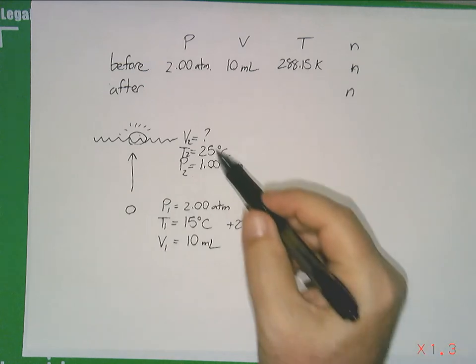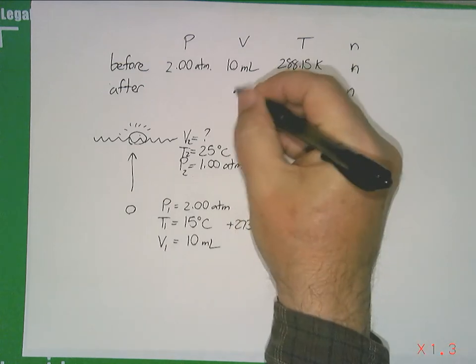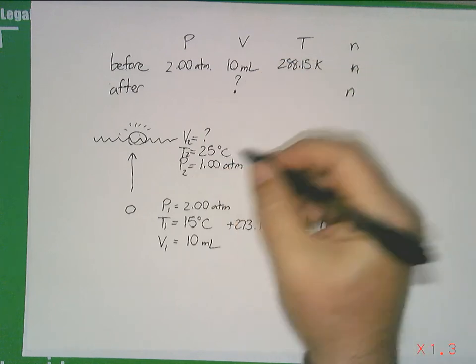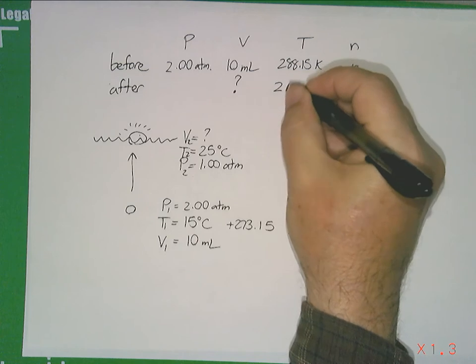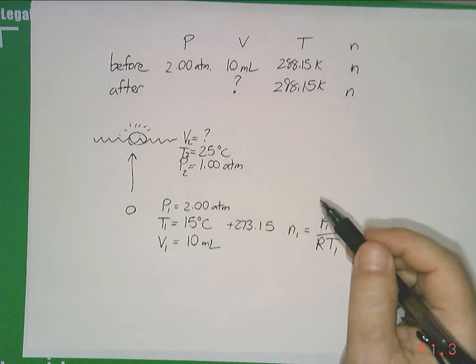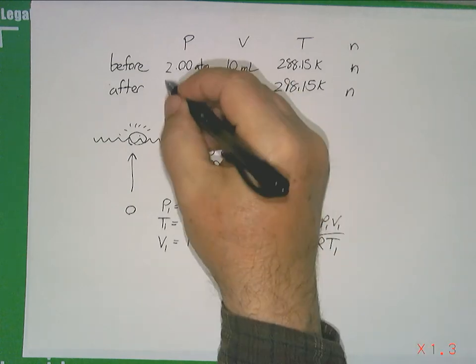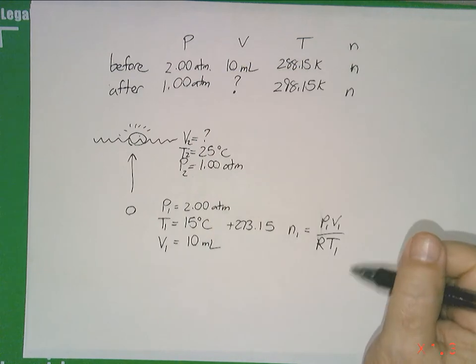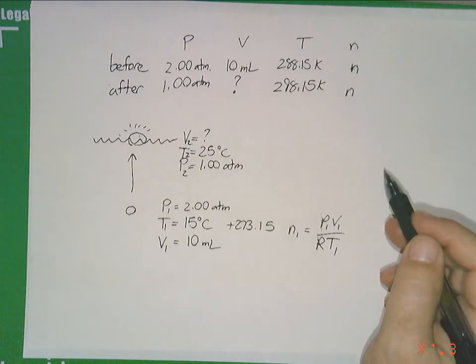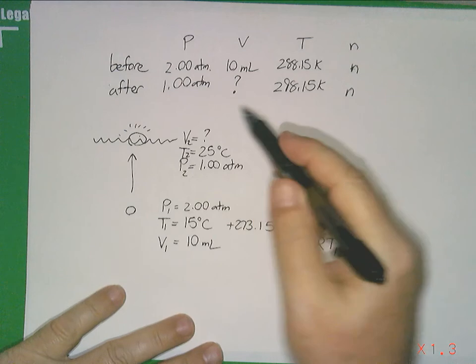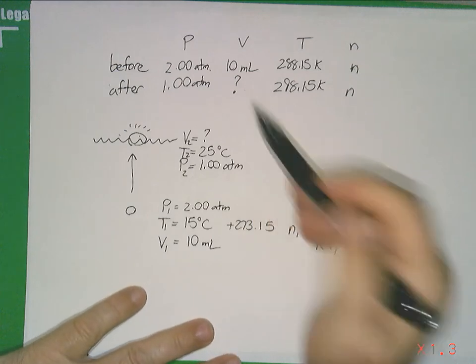Now let's fill in the rest. The second volume is the one I'm trying to find. The second temperature, if I add 273.15 to this, is 298.15 K. And the second pressure is 1.00 atmospheres. Now what I would like to do is figure out how to take this data that I have organized in this table and turn it into a formula for the second volume.